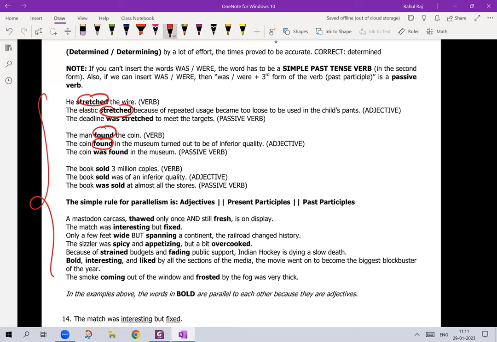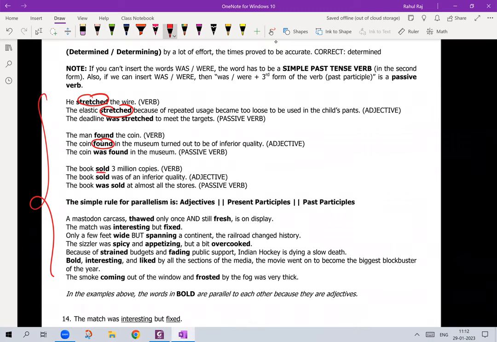So besides the subject, when you use the ED and ING form, be a bit cautious, but 90% of the time they'll be adjectives. I can ensure you that. If you remove found from the above, "the man, the coin" makes no sense at all. The man found the coin: found is a verb over here. But remove found from "the coin found in the museum turned out to be of inferior quality" and it still works. So in the first statement, found is a verb. In the second statement, found is an adjective.